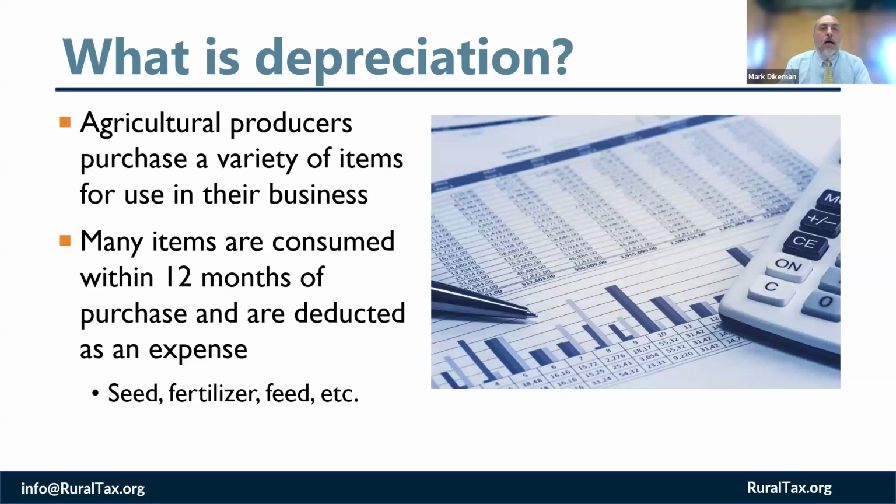Let's maybe start at a high level. What is depreciation? In the farm area, producers, farmers, or ranchers are going to buy a variety of inputs. A lot of different things are needed to make the business function. A lot of those purchases are consumed within 12 months of purchase, and we treat those as a deductible expense when they're purchased. Things like seed, chemical, fertilizer, and feed, those sorts of purchases don't last more than 12 months, typically. So we deduct those as a current expense.